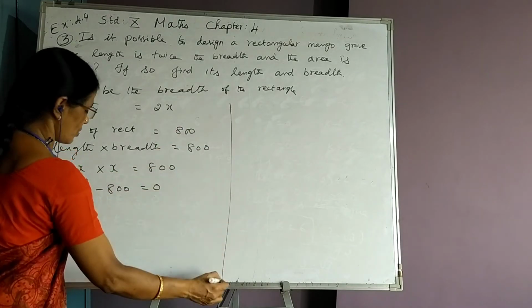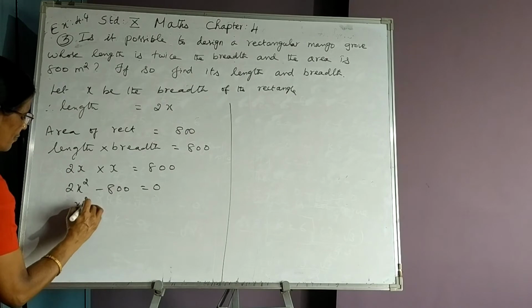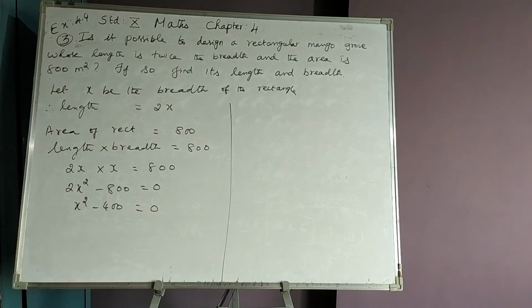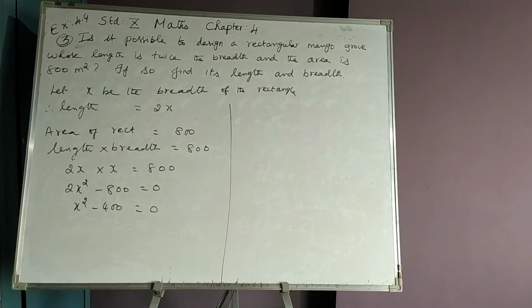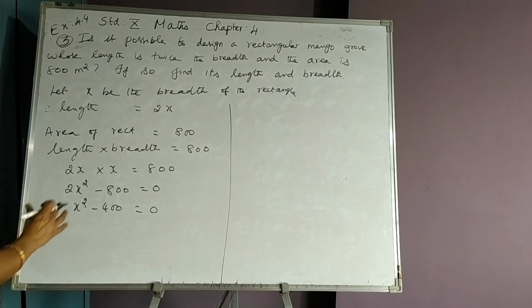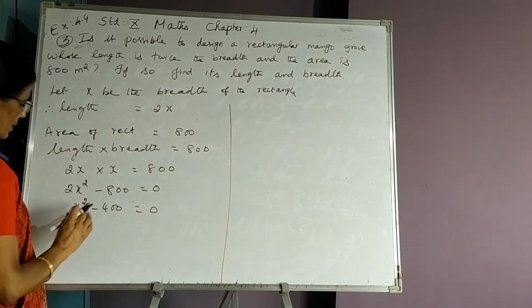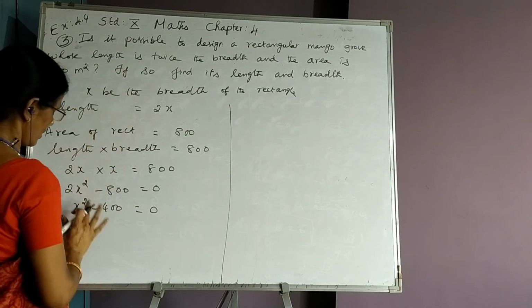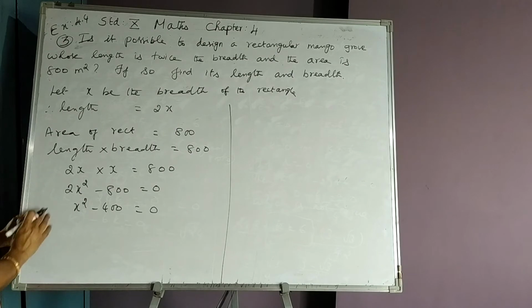So x² minus 400 equal to 0. For this we are going to find out the discriminant. If the discriminant is greater than 0 or equal to 0, it is possible to design. If the discriminant is less than 0, it is not possible to design. Therefore, we are going to find out the discriminant.